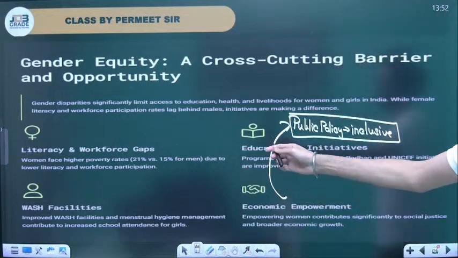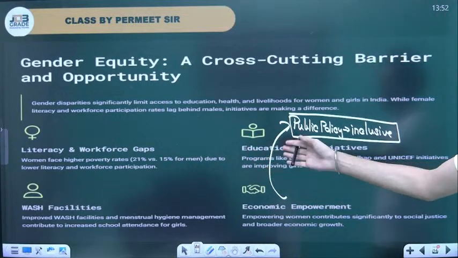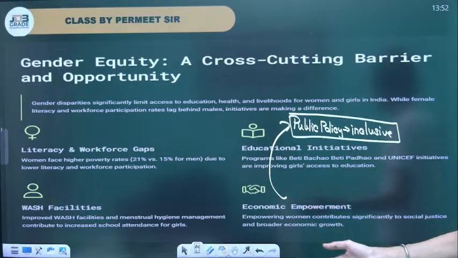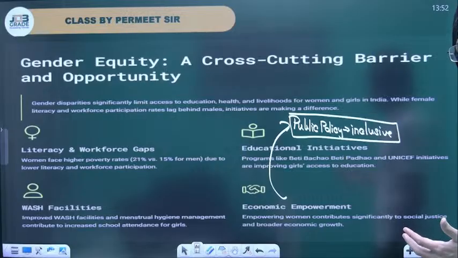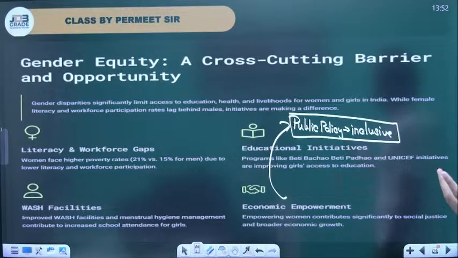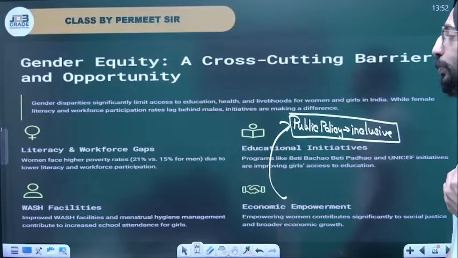Again, literacy and workforce gap. Women face higher poverty rates due to lower literacy and workforce participation. Women are too dependent on their male counterparts. You can see a lot of housewives are dependent on male counterparts. They are not earning. That's why they face a lot of oppression. I hope you get this point.